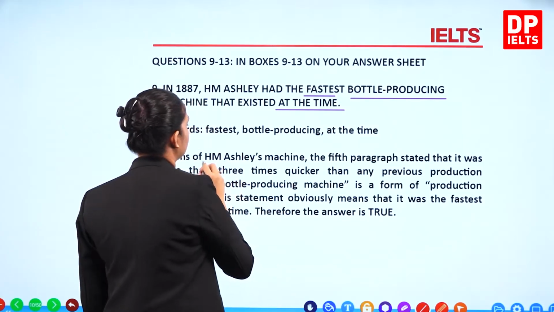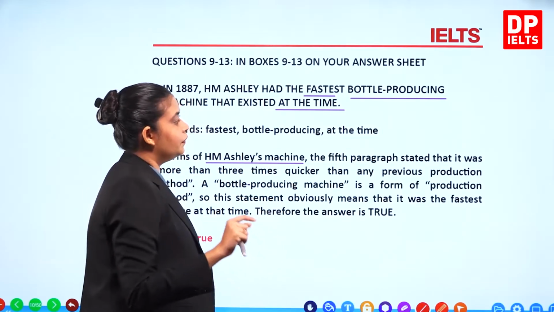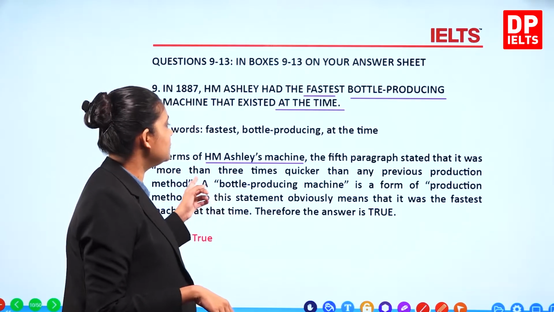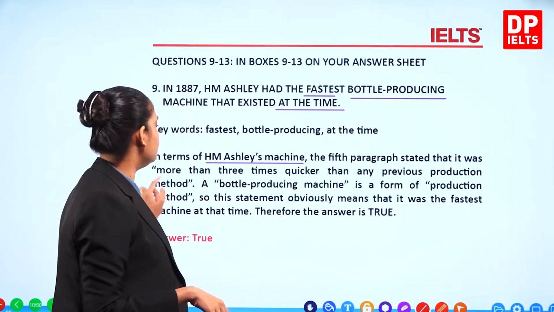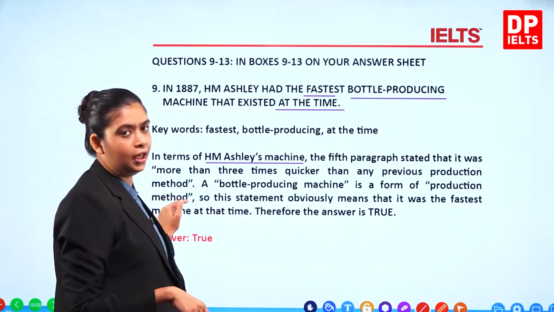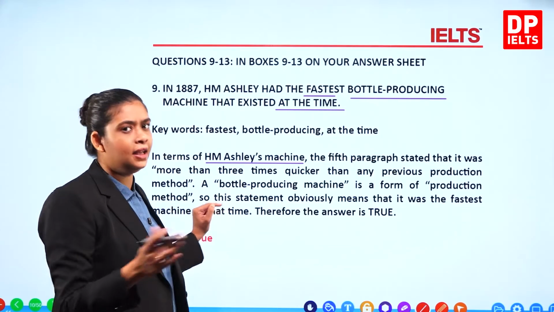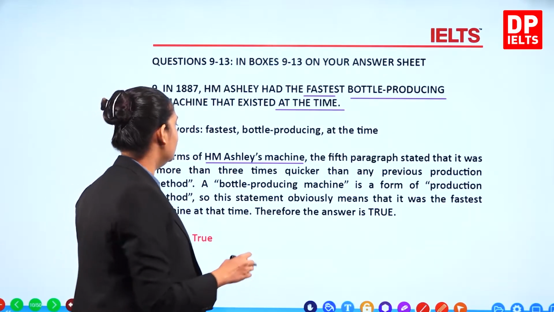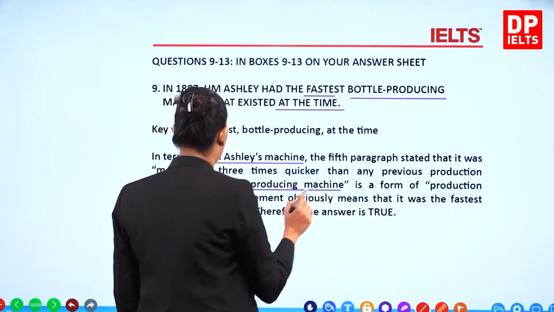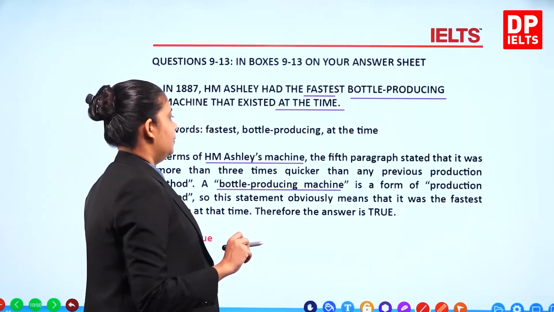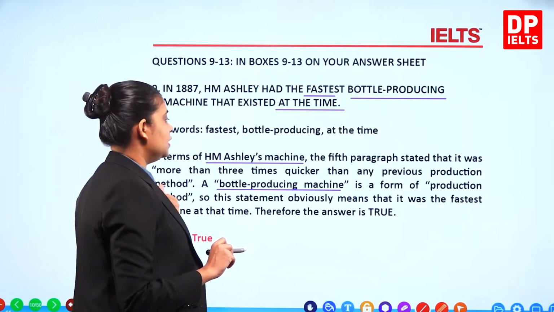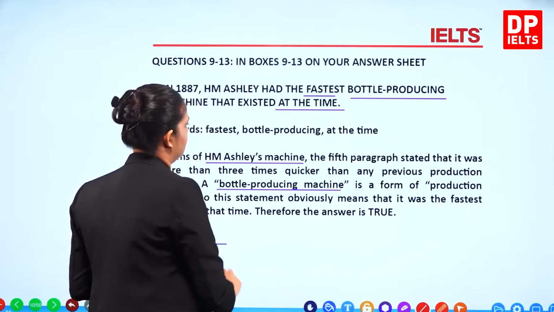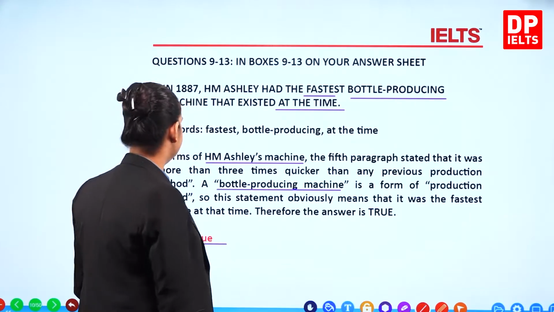In terms of H.M. Ashley's machine, the fifth paragraph stated that it was more than 3 times quicker than any previous production method, okay? So it was better than any other method, which means yes, it is the best at the moment, right? A bottle producing machine is a form of the production method. So this statement definitely shows that it is true, and therefore the answer is true.